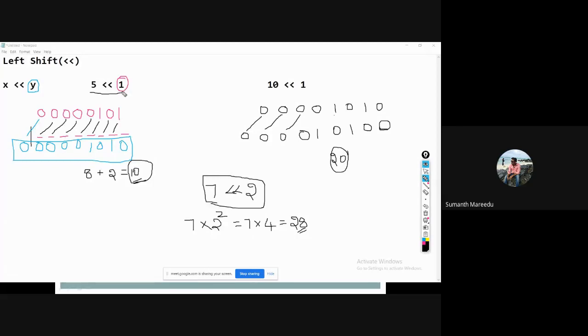This you can also observe. 5 left shift by 1, that is 5 into 2 power 1. This 1 is the value of your y. If it is 2, it is 2 square. If it is 1, 2 power 1. If it is shift by 3, it is 2 cube. So here also, 10 into 2 power 1 is 20.